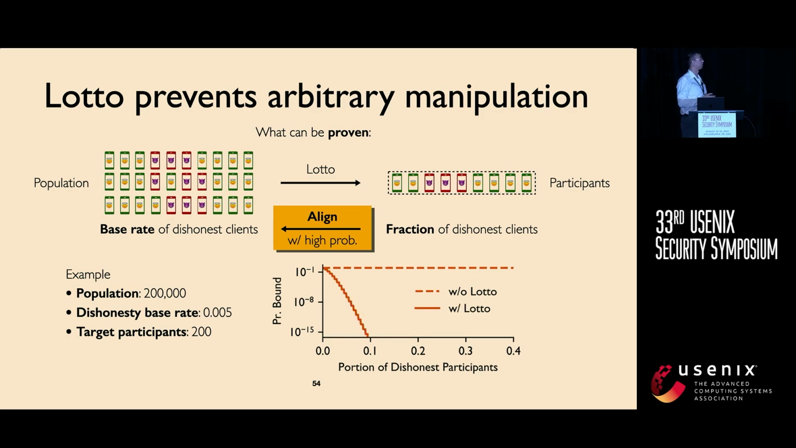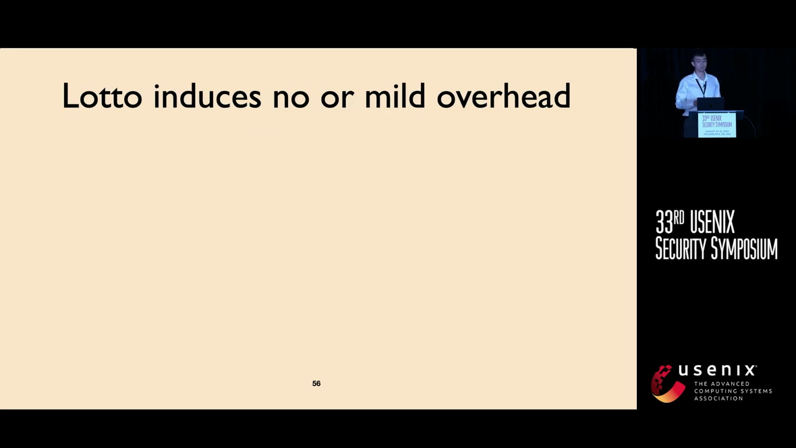However, with Lotto, the server will face an increasing difficulty in growing a dishonest cohort. For example, the success rate for it to have at least 10% of the participants being dishonest is very close to zero. Actually, Lotto security comes at nearly no performance cost.